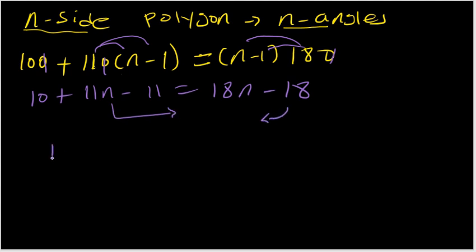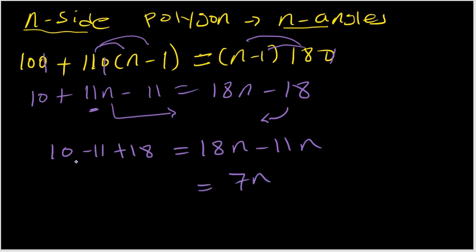So what do I have? 10 minus 11 plus 18 is equal to 18n minus 11n. When we reshuffle this, when we take it to the other side, it will be minus. So 7n is equal to, here it's negative 1, plus. So here we need to correct the formula. It must be n minus 2 here. The sum of interior angles of a polygon is n minus 2 times 180. So when you multiply 18 times 2, it will be 36.